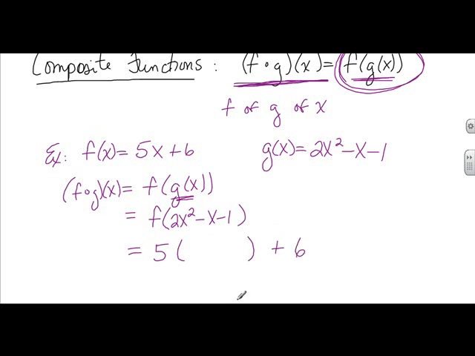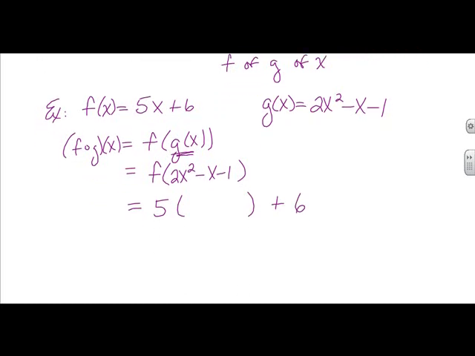So put in a set of parentheses to hold the space. And in that set of parentheses, put in 2x squared minus x minus 1. And then clean that up. So we're looking at 10x squared minus 5x plus 1 when you put everything together. That is our composite function, f of g of x.